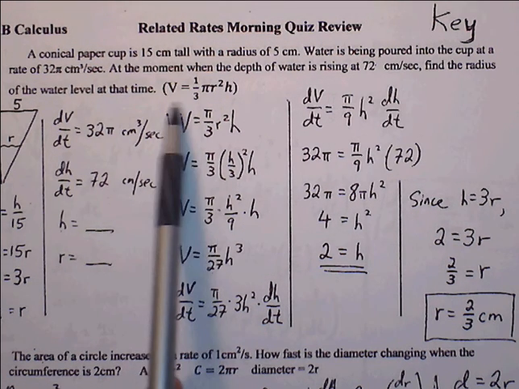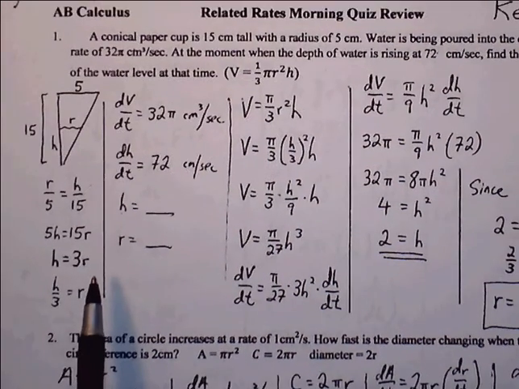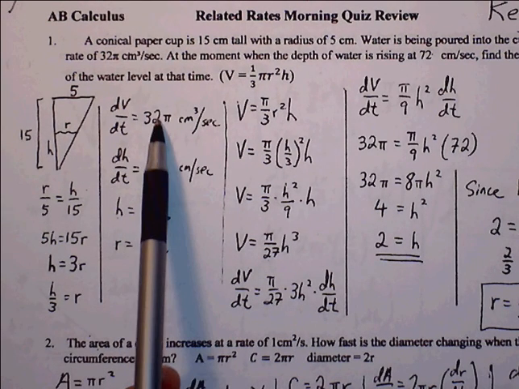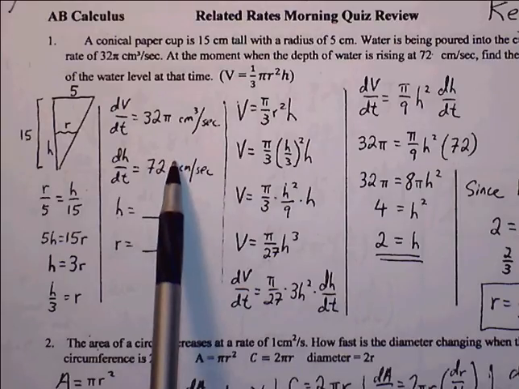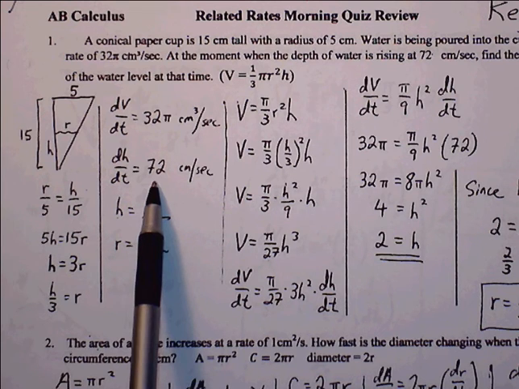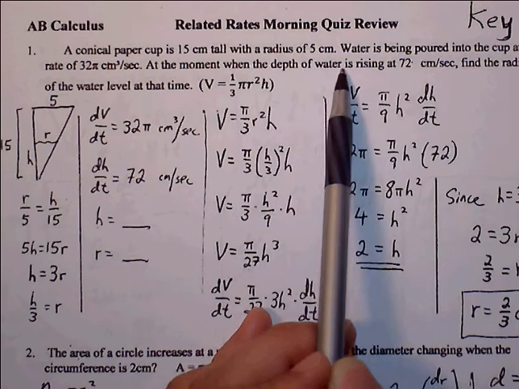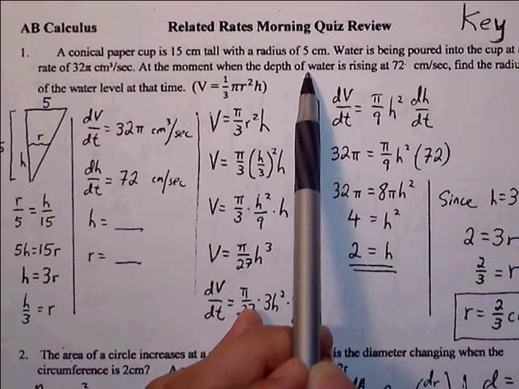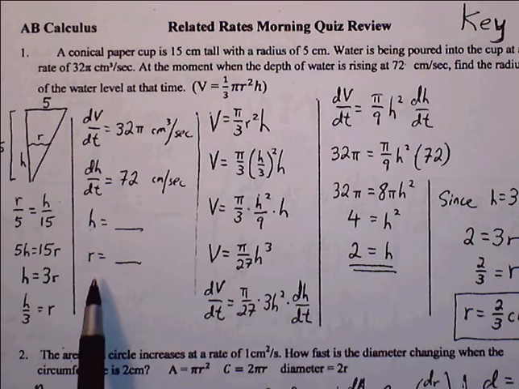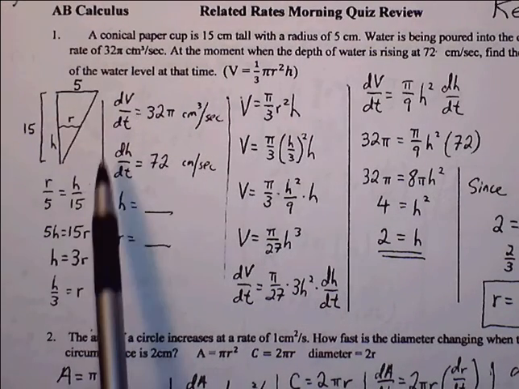So we're dealing with the volume of a cone, so V is equal to 1/3 π r squared h. We know we have to go through similar triangles here based off of the fact that we are only given information about two of the three variables. So dV/dt is given to us, dh/dt is given to us. The water level is rising at a rate of 72 centimeters per second. So that's dh/dt, the rate of change of the height of the water.